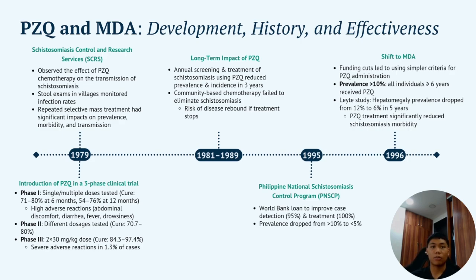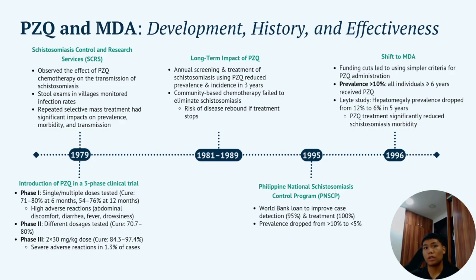And in 1996, we finally see the shift from case finding to MDA. This was due to a decrease in funding. So instead of looking for specific cases wherein schistosomiasis was prevalent, simple parameters were used to decide where to administer PZQ. If the prevalence was greater than 10%, MDA for everyone above 6 years old was administered. This carried on into the late 2000s with minor revisions from the DOH.